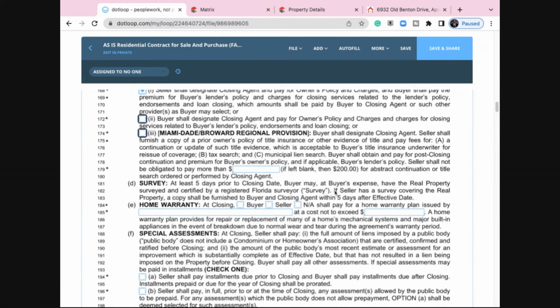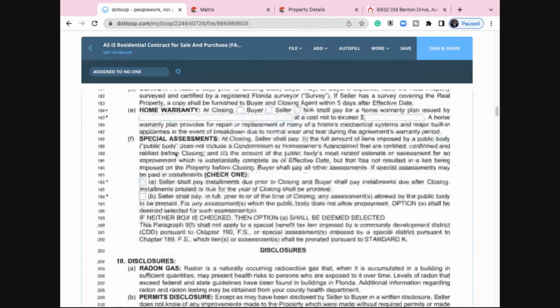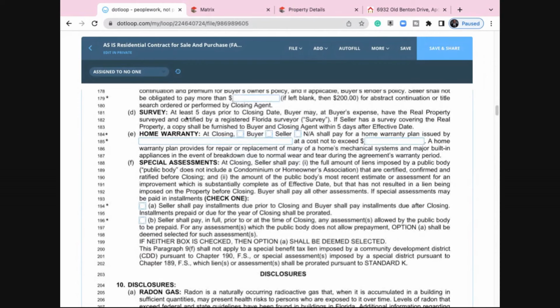All right. We talked about the survey. The survey is at least 5 days prior to closing. Typically, this is done with the title company. They typically order that, but the buyer's agent can absolutely order that. Okay, and actually, it's something that's quite commonly done toward the end of the contract.